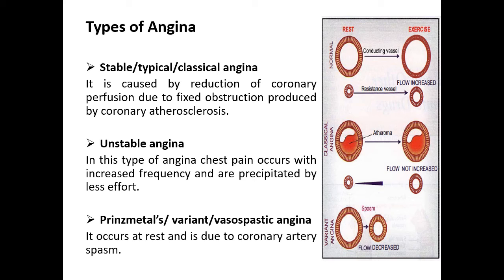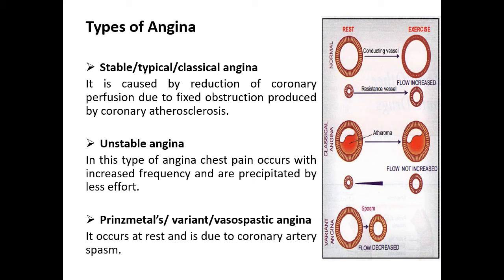So, in this figure here, you can see the conducting vessels and resistance vessels. Conducting vessels are the vessels that have elastin and fibers in their walls, and there is an increase in lumen size when there is increased blood flow in this type of vessel. But in a resistance vessel, there is basically restriction of blood, and that's why it is called a resistance vessel.